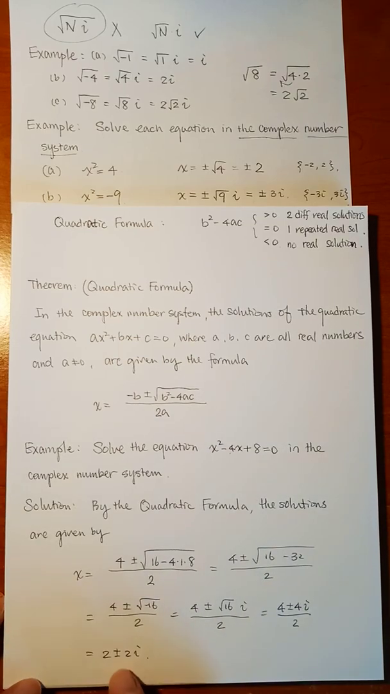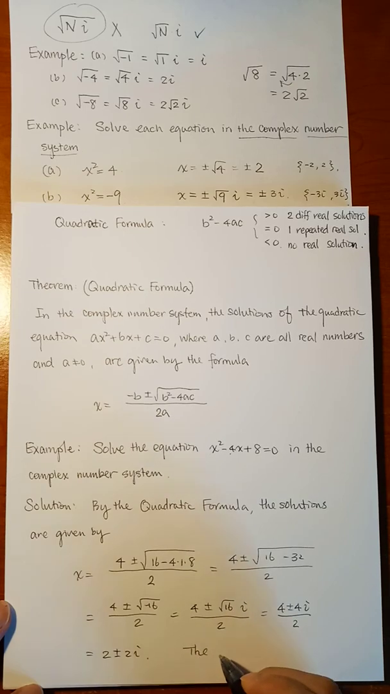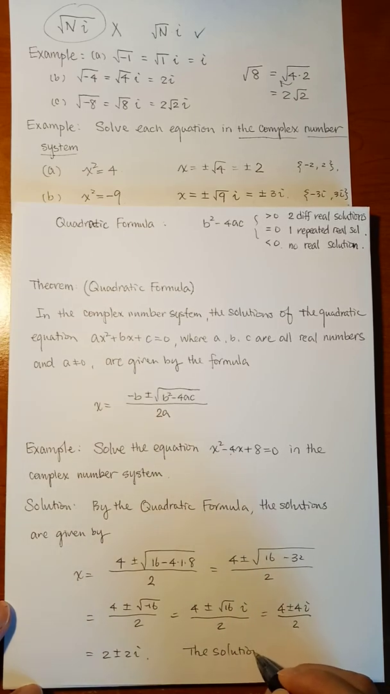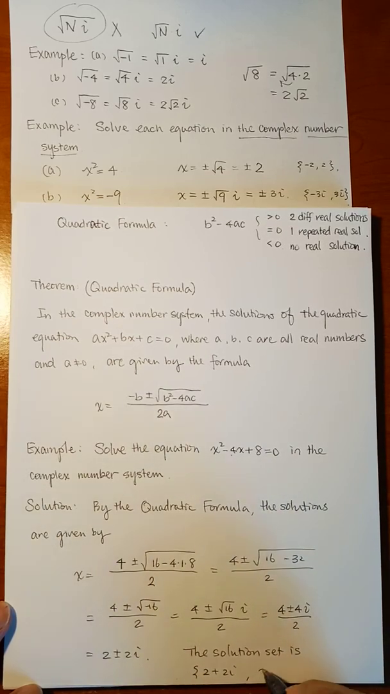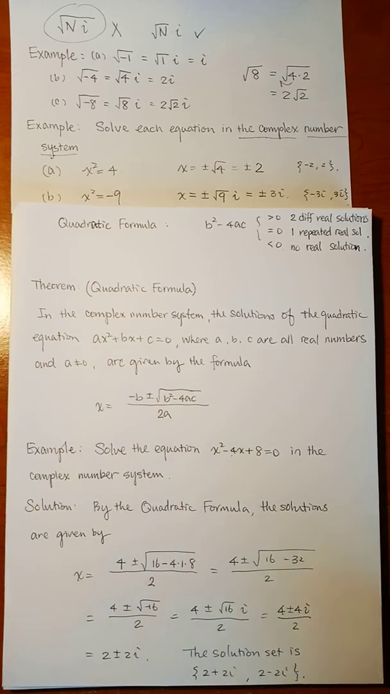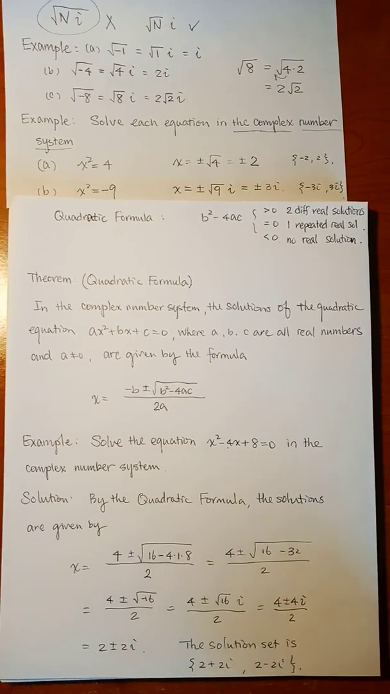You see, this is exactly the standard form of complex numbers. So the solution set is 2 plus 2i and 2 minus 2i. So this quadratic equation has a pair of complex solutions. And of course, you can check that they are solutions.